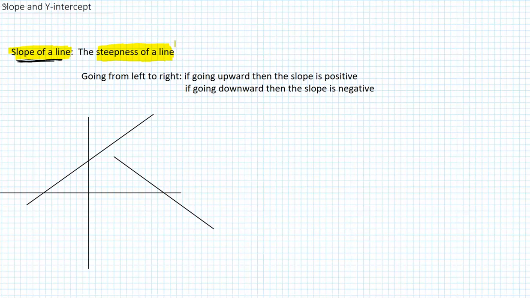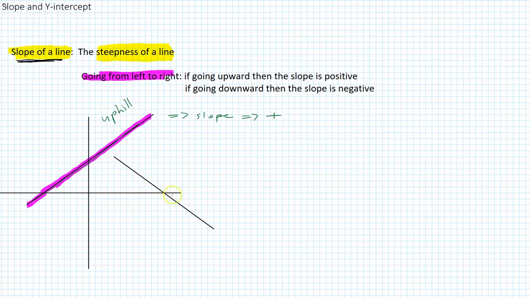But a couple of things just before that. First, if you see a line, you always look at it from left to right. For example, this one right here, going left to right. If it's going upward, going uphill like that, then the slope will be a positive value, whatever the slope is. I'm going to talk about that.